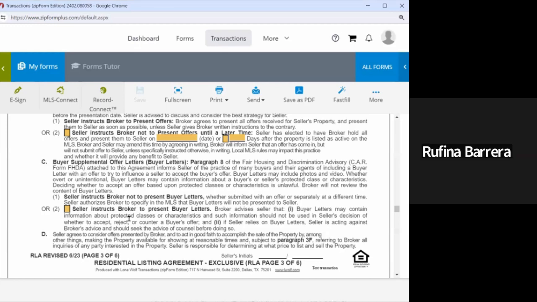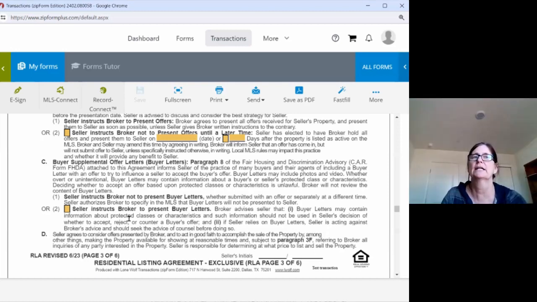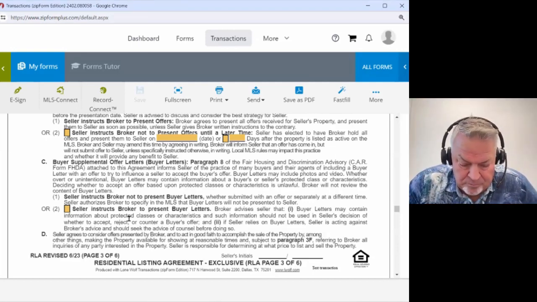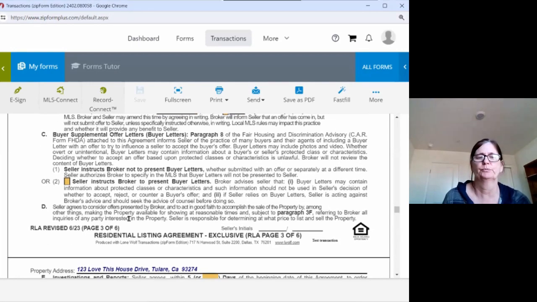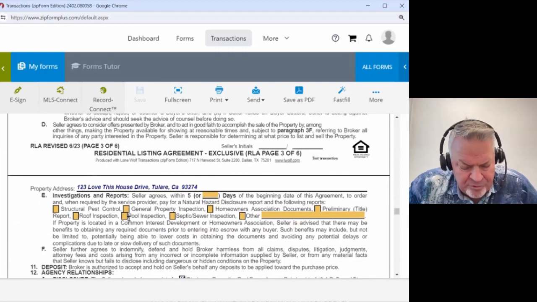Because it tends to discriminate. It opens up your seller to discrimination. So if you get an offer and there's a buyer love letter attached, your best bet is to reach out to the buyer's agent and let them know that you will not be presenting any buyer letters, and that protects your seller. Oh, you can also put it in the comments when you put your MLS up.